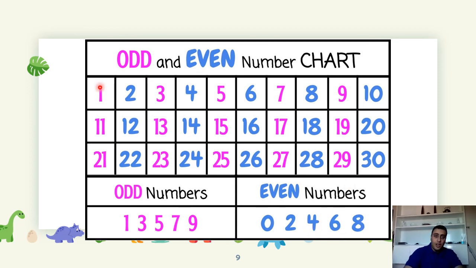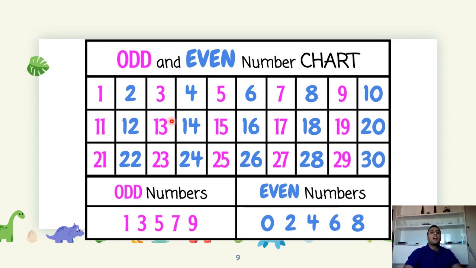So let's see. 1, odd. 2, even. 3, odd. 4, even. 5, odd. 6, even. 7, odd. 8, even. 9, odd. 10, even. Very good. Now, how do we know 10? Again, because it's ending with a 0. 11 ends with a 1.